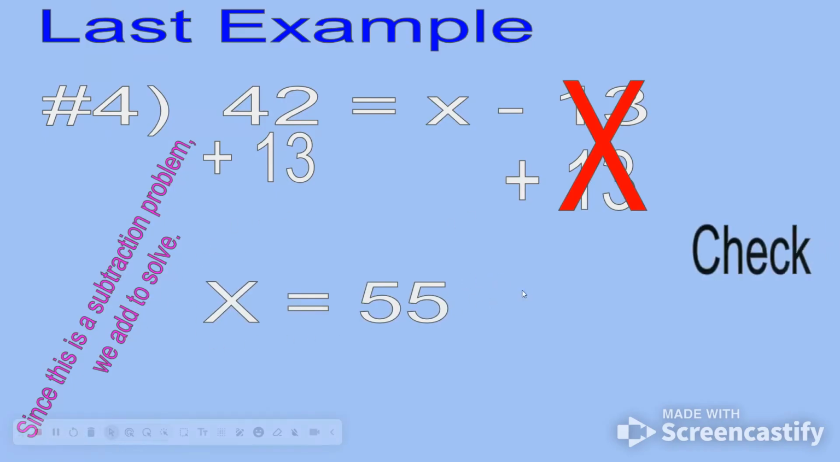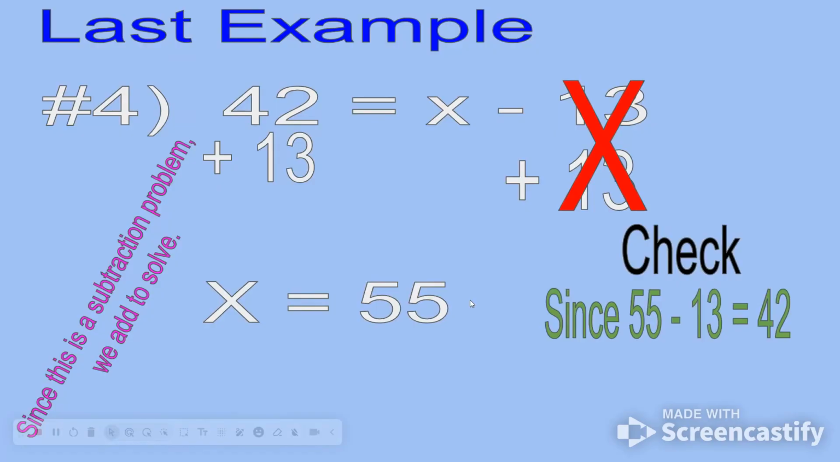And we check to make sure we're right. So we're going to take this 55. We're going to put it in where the x is. So we're going to do 55 minus 13. We're going to find out that it does equal 42. That means that's the right answer. Okay, so that's a few examples of how to solve a one-step equation when they're adding and subtracting.